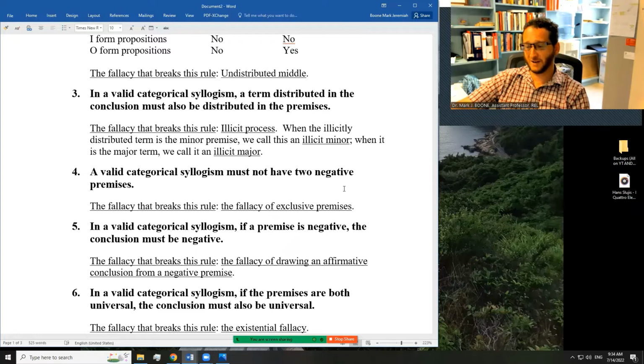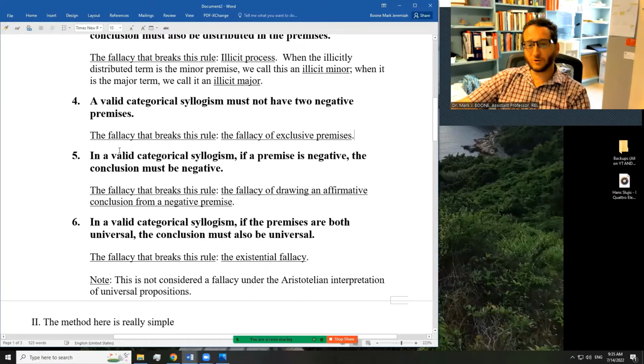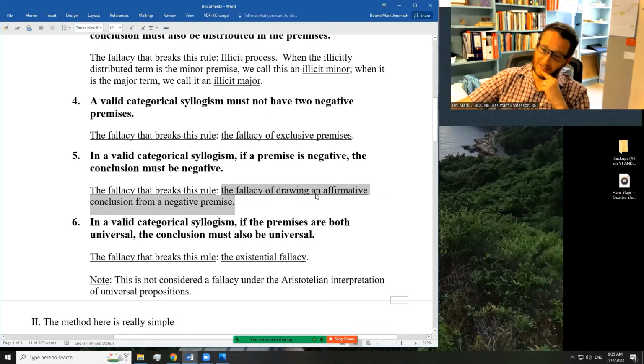So without explaining why this rule is so, let me just tell you to remember it, and tell you what it means. A negative premise means an E or an O premise, that's all. You can't have 2 E premises or 2 O premises or an O and an E premise. You must have one premise that's an A or an I, okay? That's the rule. In a valid categorical syllogism, if a premise is negative, the conclusion must be negative. The fallacy that breaks this rule is given the thoroughly boring but perfectly functional name, fallacy of drawing an affirmative conclusion from a negative premise.